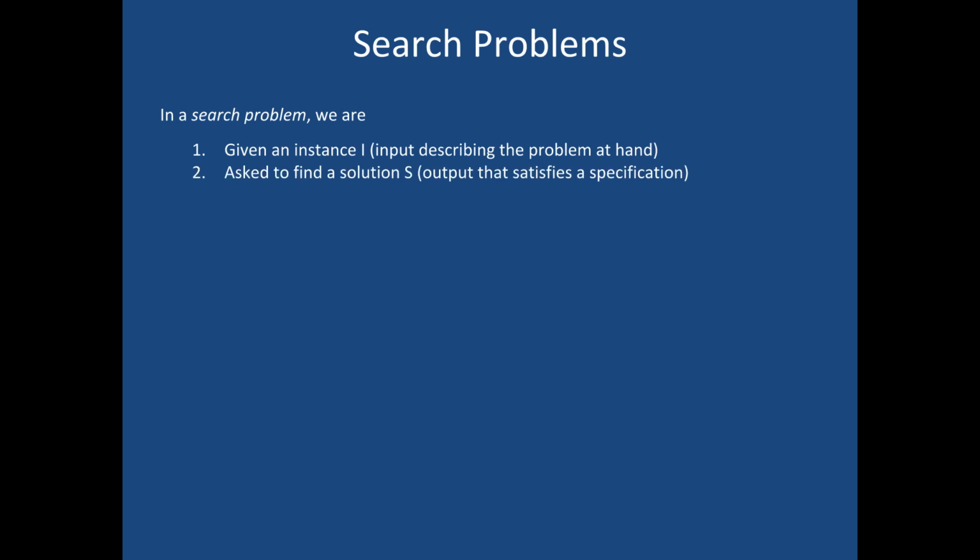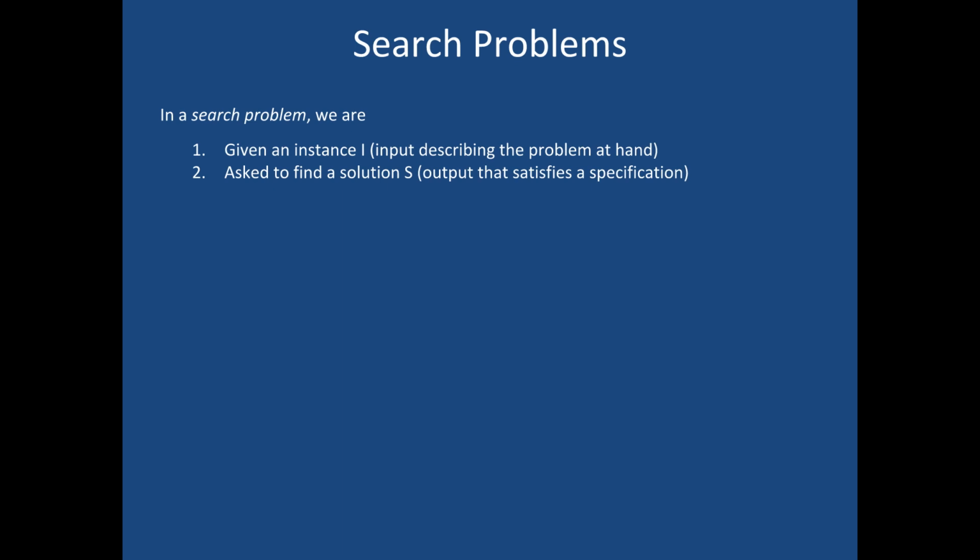We're going to study NP completeness by talking about search problems. You look at different books, you talk to different people, they all have a different approach to discussing NP completeness. But the book we're using and the slides that I've written talk about it in terms of search problems. So let's talk about what a search problem is. In a search problem, we get some input, and we'll call that I, an instance I, which describes the problem at hand. For example, you're given a weighted graph. That'd be the problem instance. And you're asked to find a solution S that satisfies some specification.